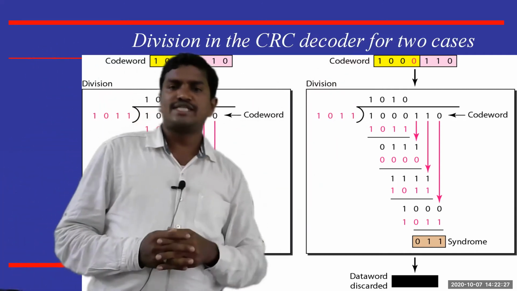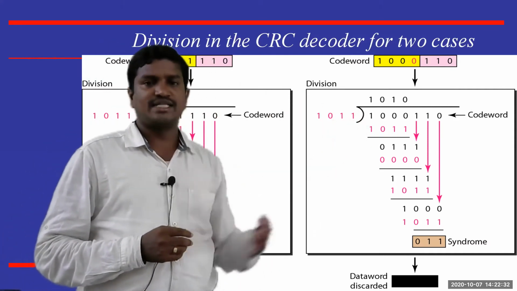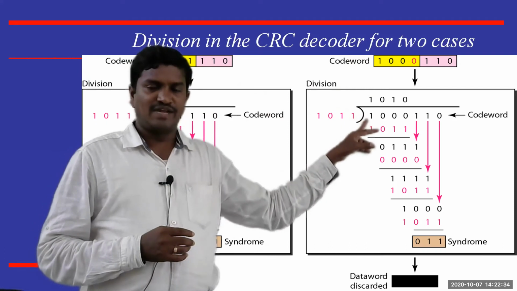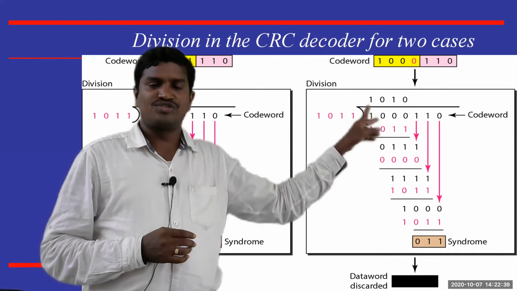Now we do the same process: take the same divisor and take that code word and start the division. Identify the leftmost bit, and as it is 1, you can do the division by placing the quotient as 1.